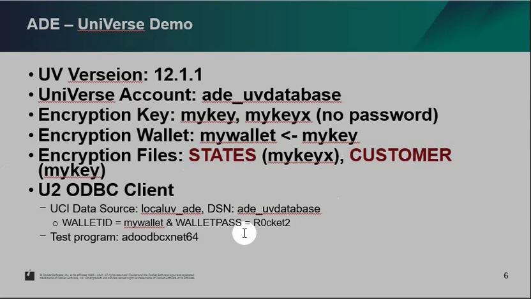For the ODBC client, I have a local UV ADE and I already have an ADE UV database DSN set up, so I can skip the UCI config setting and DSN setting. I am also using one simple program called ADO ODBC XNet64. That is a VB program using the ODBC client to see the data from the YouTube server.